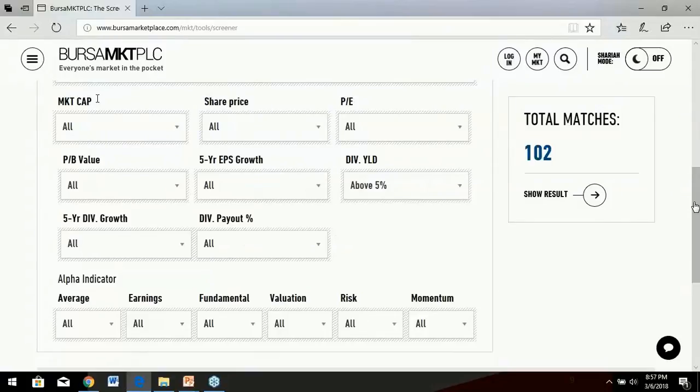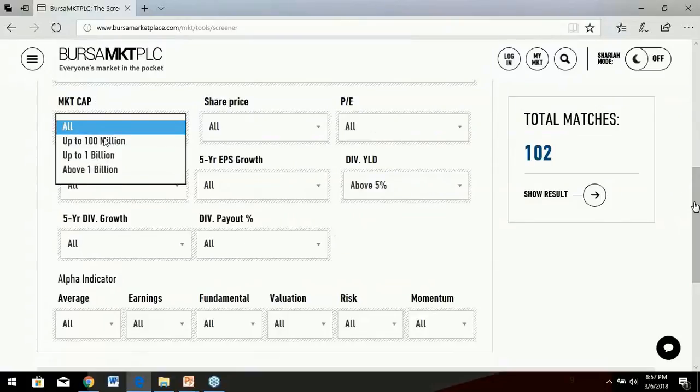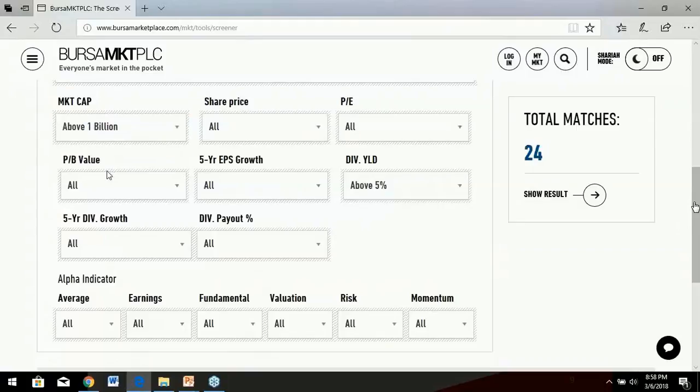Okay, so over here we are given three choices: up to 100 million, which is the smaller size company, up to 1 billion, which is the mid-sized company, and AirAsia, of course, is a huge company, right? So therefore, it is above 1 billion. So usually for us, if you want to have stability in your portfolio, you can actually choose above. We can choose to be picky, but anyway, let's see how it works. All right, let's click above 1 billion.